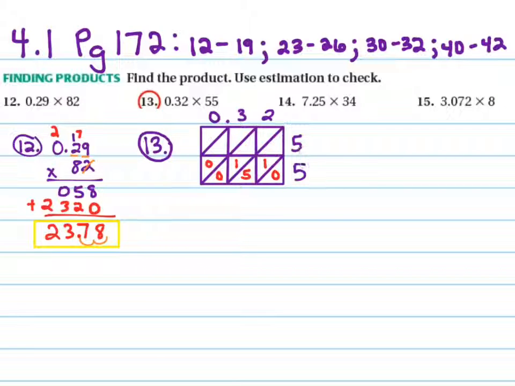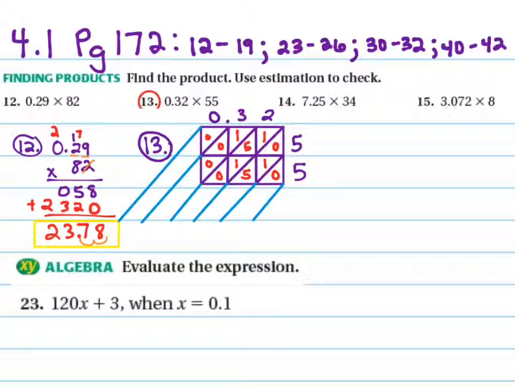We're right here. Do the same thing. 5 times 2 is 10. Put the 0 and 1. Do the same thing. 5 times 3 is 15, and then 5 times 0 is 0. Once we have this, then we're going to extend our lines out. So I extend those lines out, and this is going to help me understand which ones I need to add.